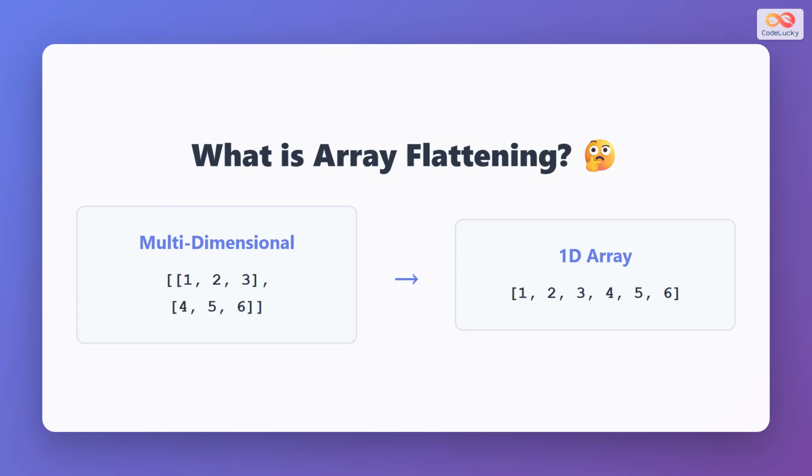Array flattening is the process of converting a multi-dimensional array into a one-dimensional array. For example, if you have a two-dimensional array with rows and columns, flattening transforms it into a single row of elements. The elements are taken row by row and placed sequentially in the one-dimensional output.